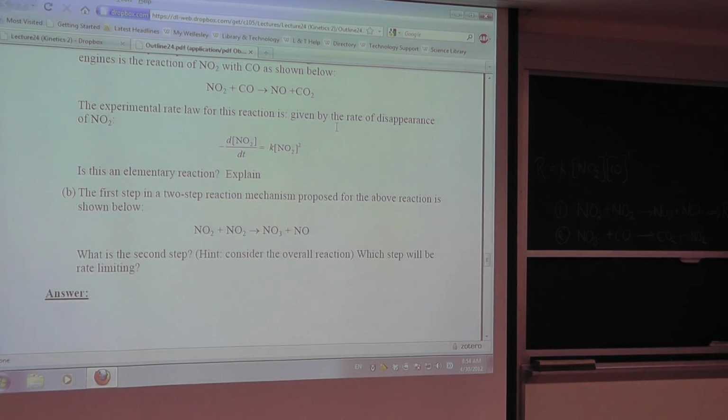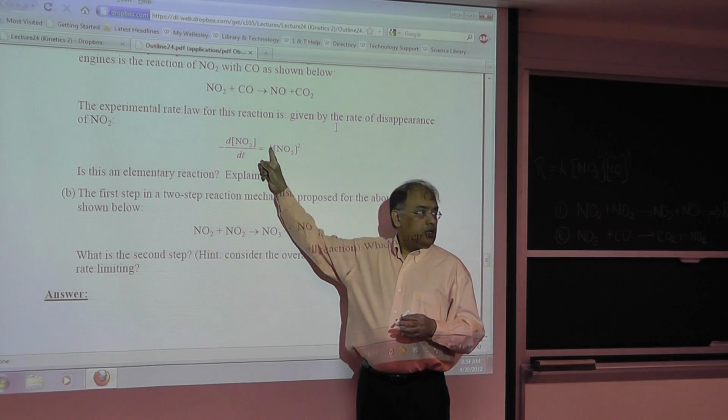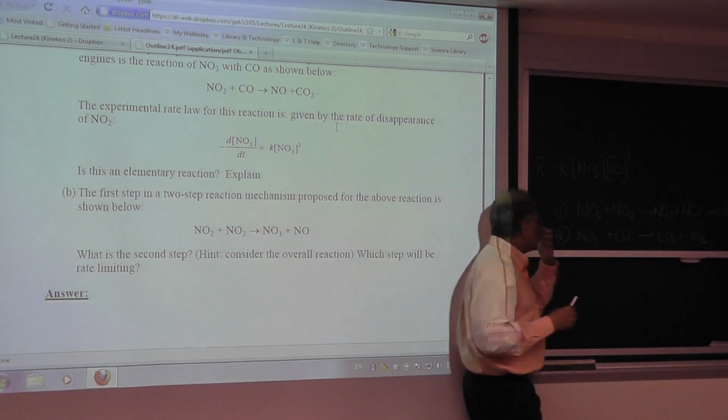Wait, how do you know that again? How do you know that one is the slow step? We look at the rate law. The rate law matches with the overall rate law. Oh, okay. And therefore that must be the slow step.